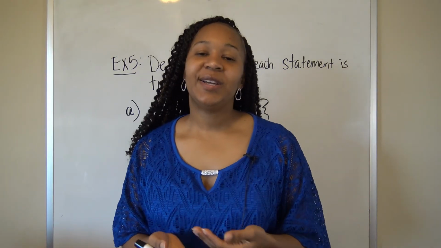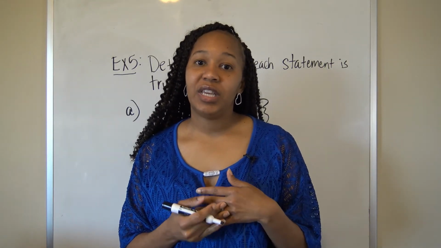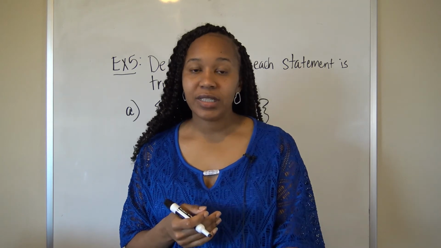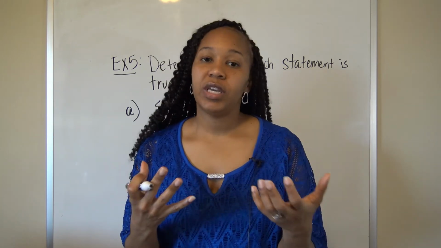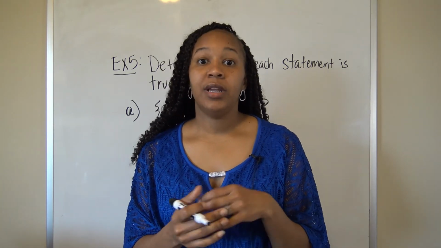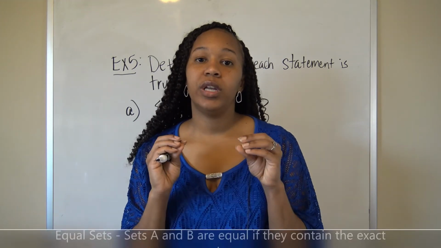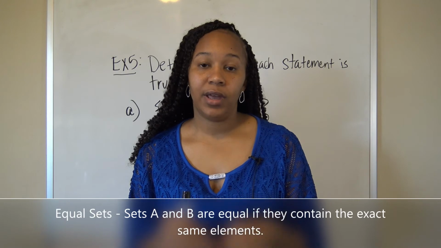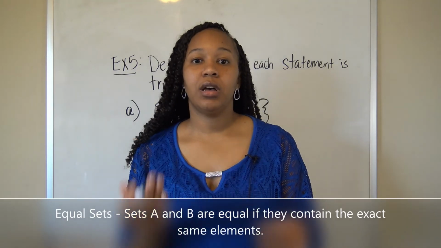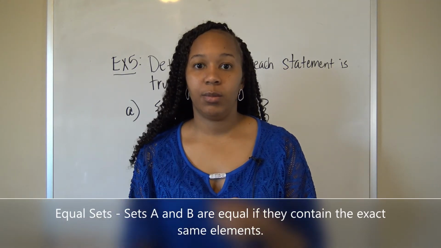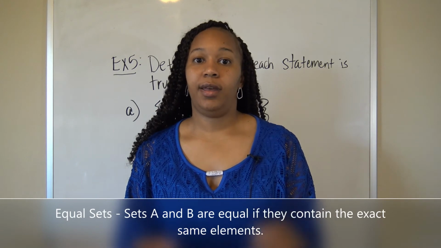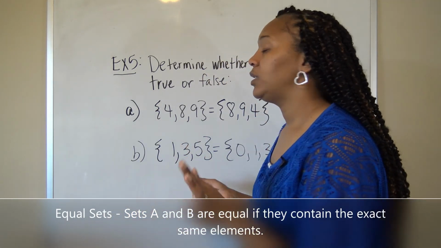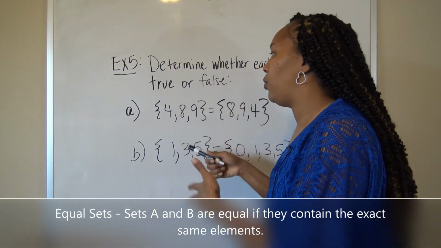All right, now the last term I have for you in this video is equal sets. Okay, so we talked about equivalent sets earlier. That's when two sets have the same number of elements. Now, equal sets is when two sets have the same exact elements. So every element that's in A is also an element in B, and every element in B is also an element in A.